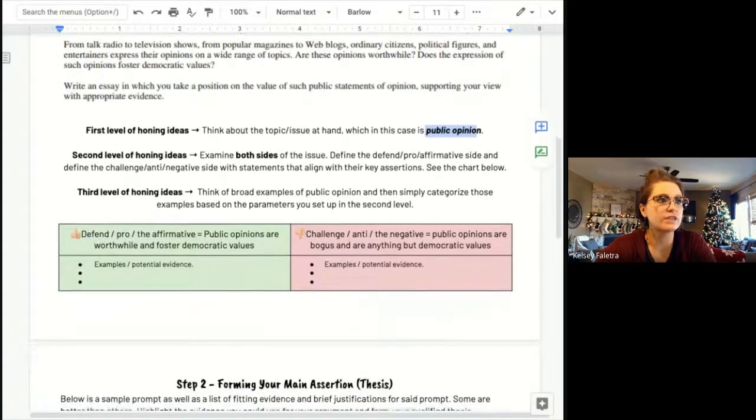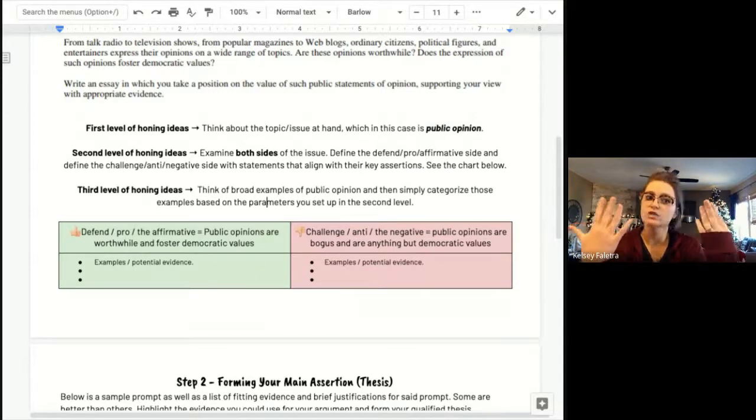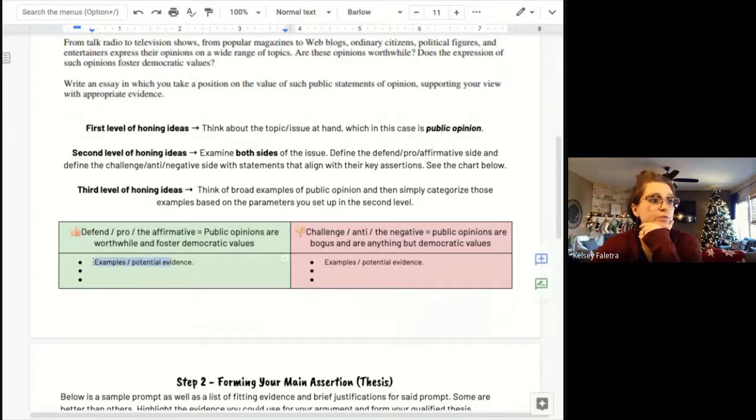So for example, in this particular case, the defend or the pro or affirmative side of this prompt is that public opinions are worthwhile and foster democratic values. And the challenge or the anti or the negative is that they are bogus and are anything but democratic. Okay? And now we know very clearly what two sides are at stake, so we can place ourselves on the spectrum there. Are we under the pro? Are we under the challenge? Or do we fall somewhere in the middle where we want to qualify and give some specific instances in which public opinion is good and which public opinion is bad? And this is where you would put examples or potential evidence. Okay. So that's the first major step, is basically articulating your claim and forming evidence.